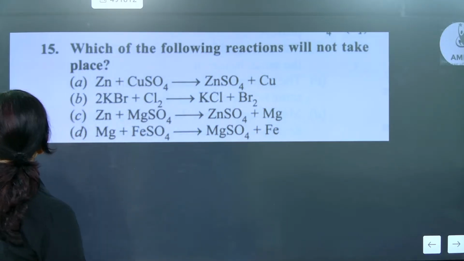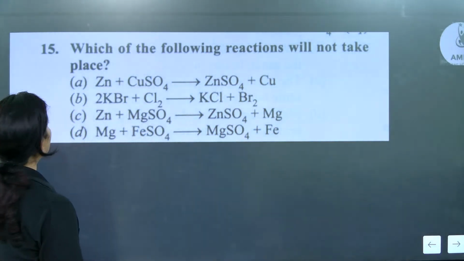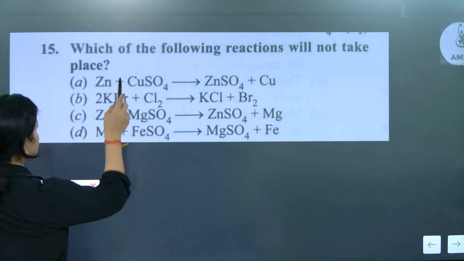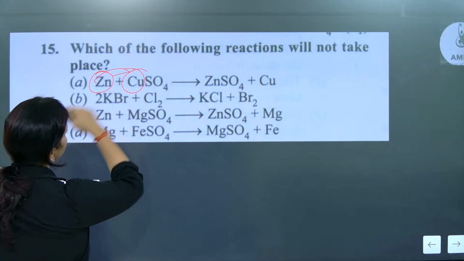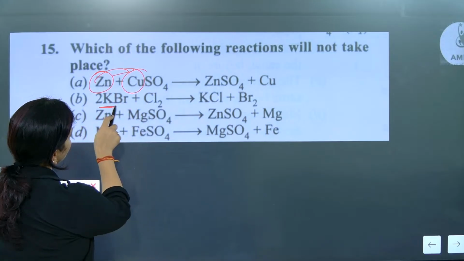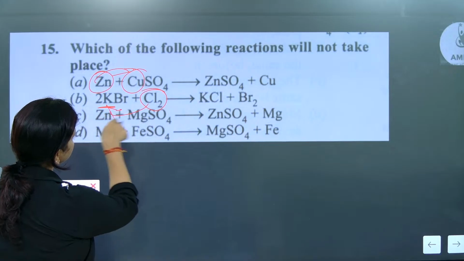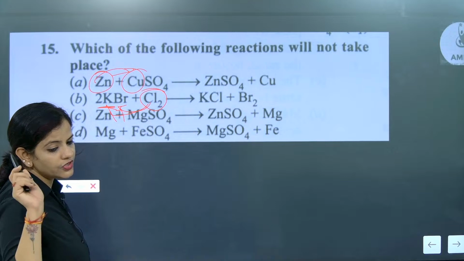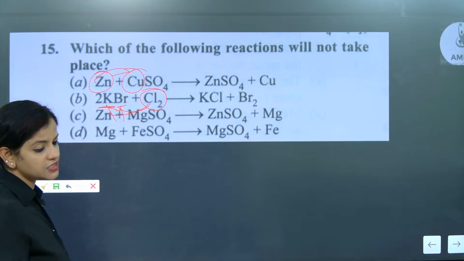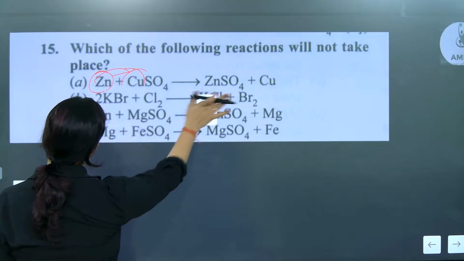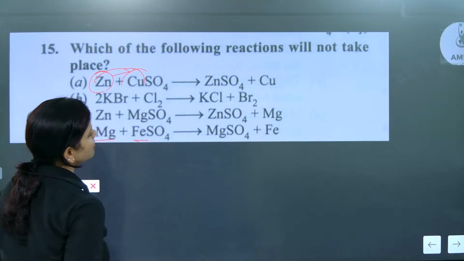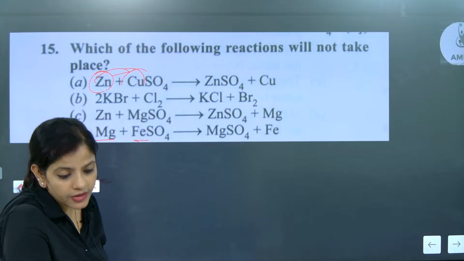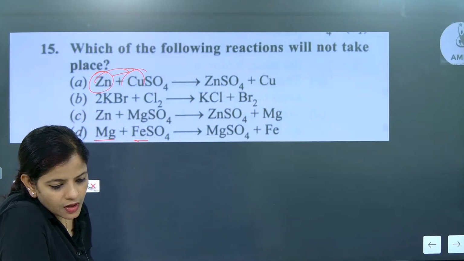See, the first reaction, I'll say it is taking place: zinc and copper. Zinc is more reactive, so zinc is going to replace copper, knock out copper. Here, chlorine will be more reactive, so bromine's place will be taken by chlorine. The one which is more reactive will displace the one which is less reactive. The third one I don't know. The fourth one, I'm just checking. Magnesium is going to knock out iron. So which one is left?